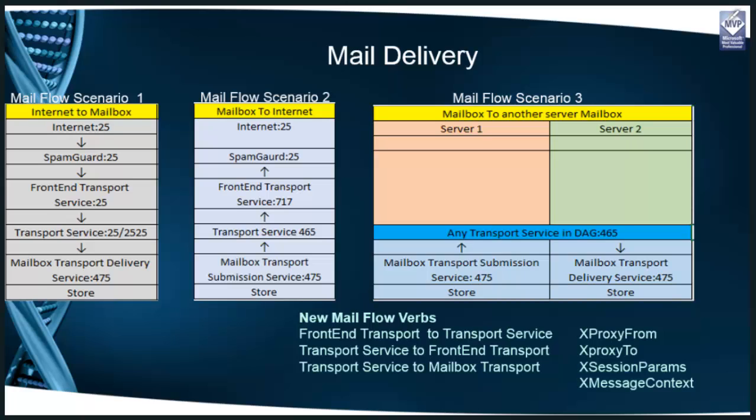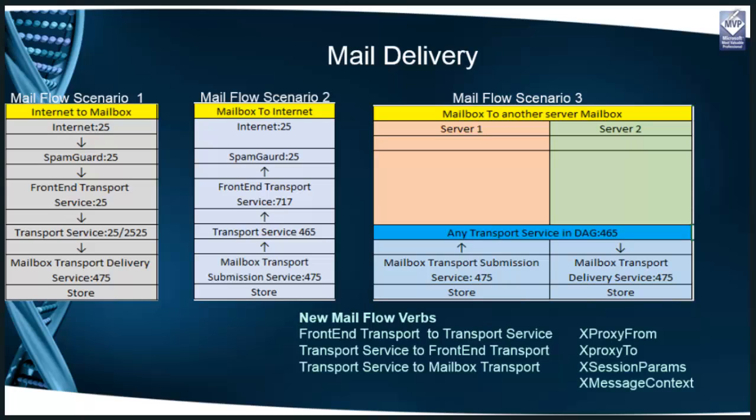It will be given to the transport service on any of the mailbox servers, and then the transport service will forward the email to the local mailbox transport delivery service on port 475 on server 2, and server 2 will deliver to the store mailbox database. Alright, so these are the three scenarios which cover most of the Exchange 2013 environment.